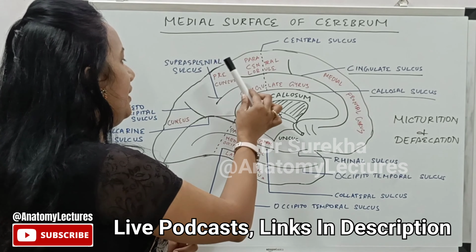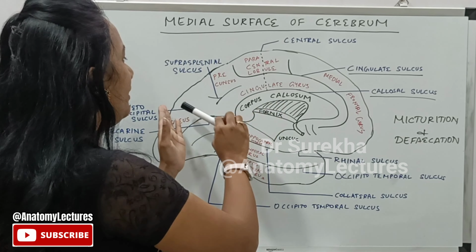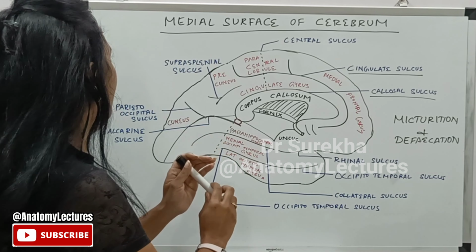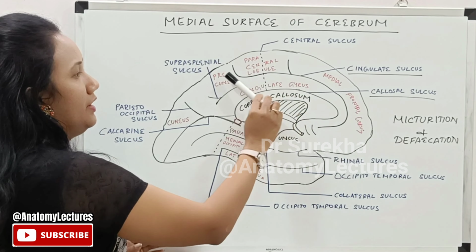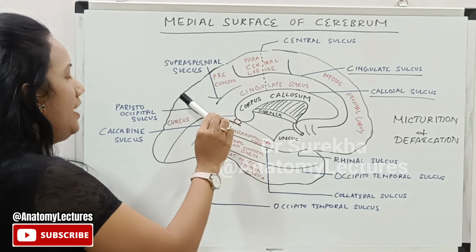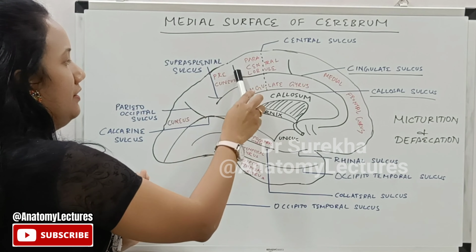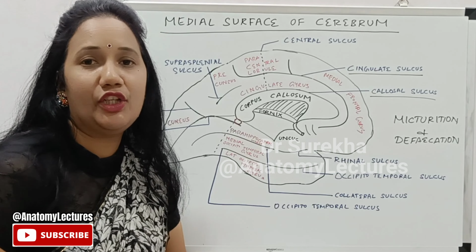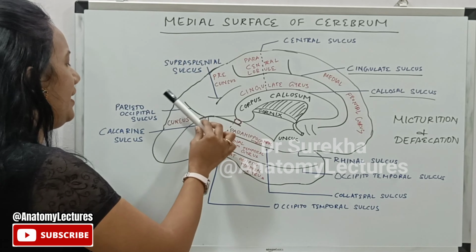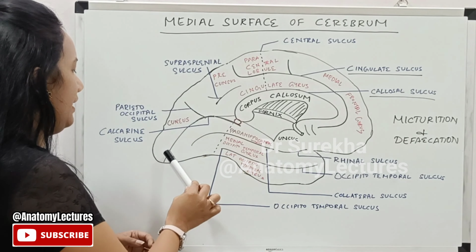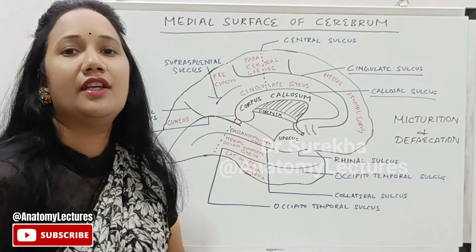Behind this, you can see the quadrangular area which is present between the posterior upturned end of the cingulate sulcus and the parieto-occipital sulcus. This quadrangular area is called the precuneus, and the area which is present behind the parieto-occipital sulcus and the calcarine sulcus, this triangular area, is referred to as the cuneus.